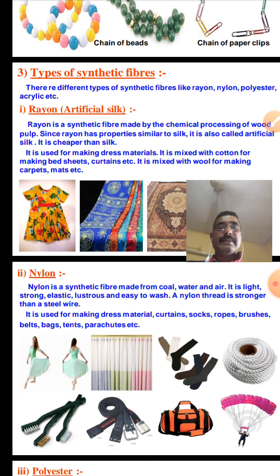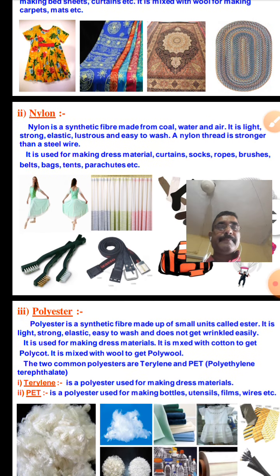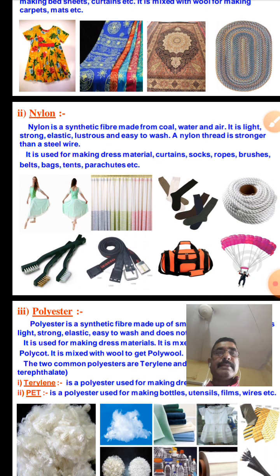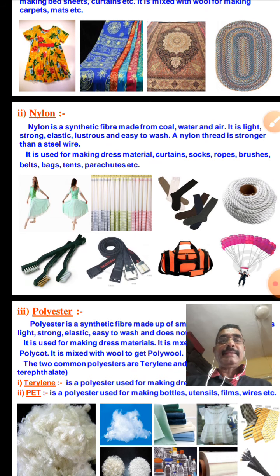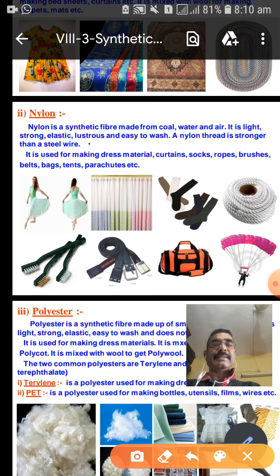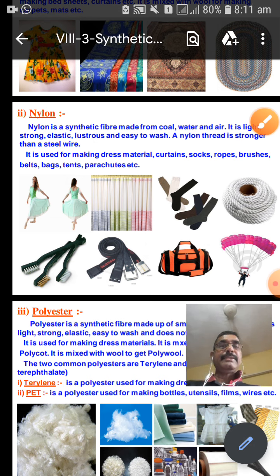So next is nylon. Nylon is made up of coal, water and air. It is light in weight, strong, elastic, lustrous. Lustrous means has a shiny surface, and easy to wash.